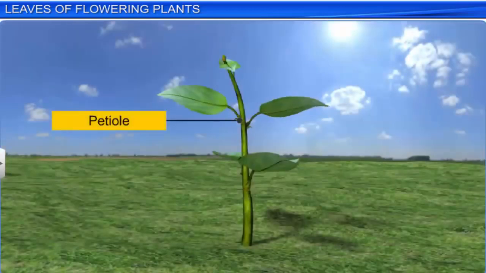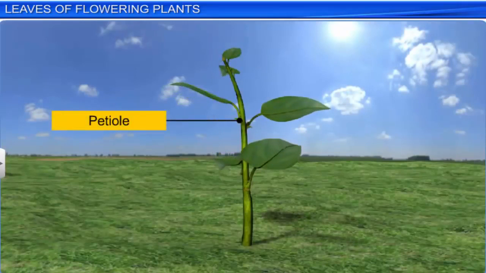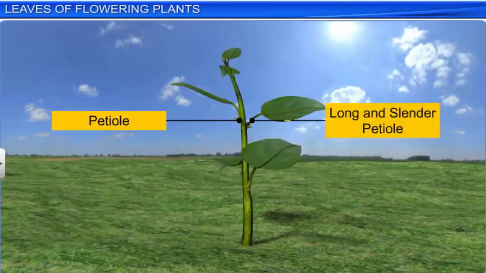The petiole helps the leaf to tilt in the direction of light. If the petiole is long and slender, it helps the leaf to move in the air and bring fresh air to the surface.